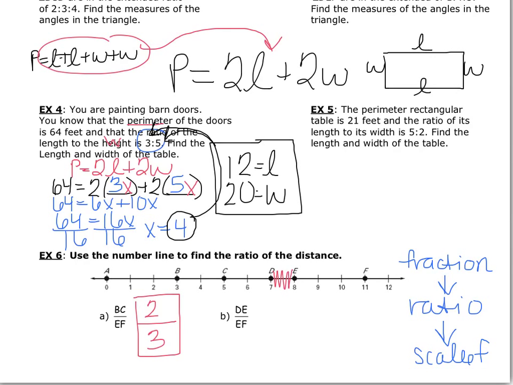DE here is 1, EF is 1, 2, 3. So there is the ratio of the distances using the number line.